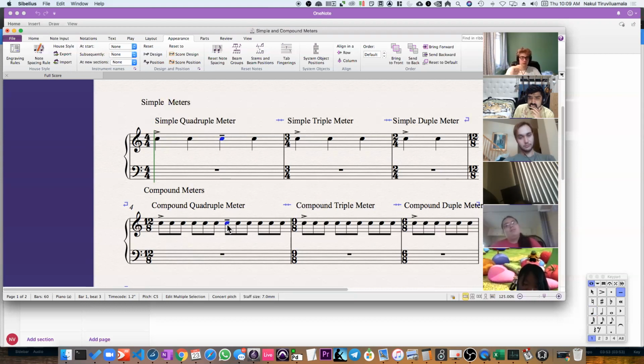So what's the difference between the markings? This marking right here is a tenuto, and it has multiple meanings. But one of the meanings it has is that it could mean a weaker accent.